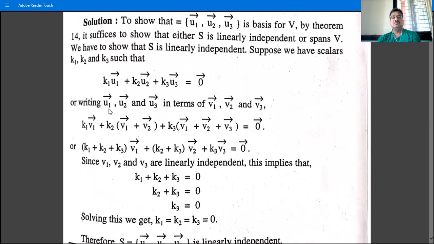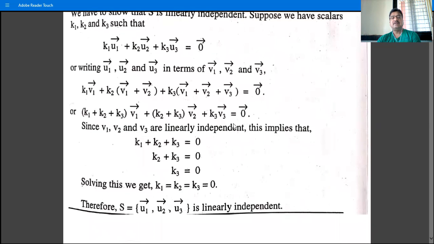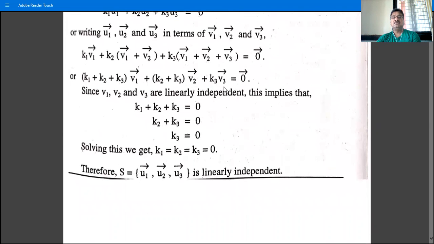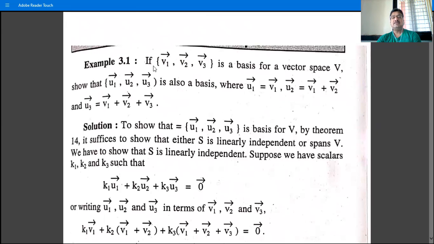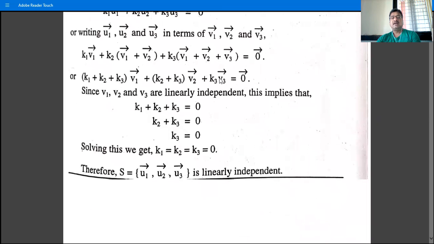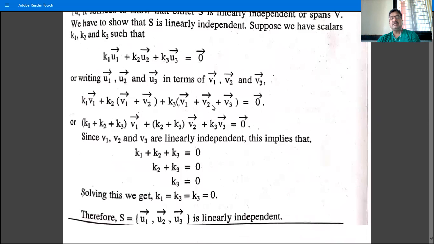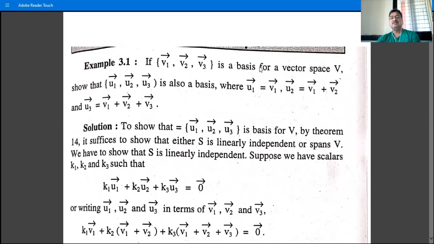Then substitute U1, U2, U3 as V1, V1 plus V2, and V1 plus V2 plus V3, and then collect the coefficients of V1, V2, and V3. And this set V1, V2, V3 is a basis, which means this set is linearly independent. Therefore, this linear combination of V1, V2, V3 equal to 0 implies the coefficients are zero: K1 plus K2 plus K3 is equal to 0, K2 plus K3 is equal to 0, and K3 is equal to 0, because V1, V2, V3 are linearly independent, as they form a basis for the vector space.